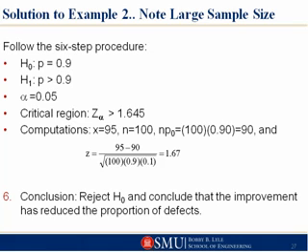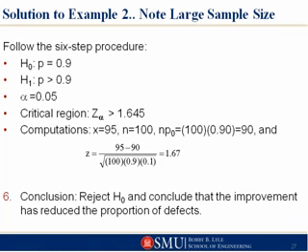Critical region, and again, it's a one-sided test. So Z of 0.05 is 1.645. And so our critical region is defined as: we're going to calculate our test statistic, and if it's greater than 1.645, then we're going to reject the null hypothesis that the proportion of non-defectives is 90%. So we do our computation.